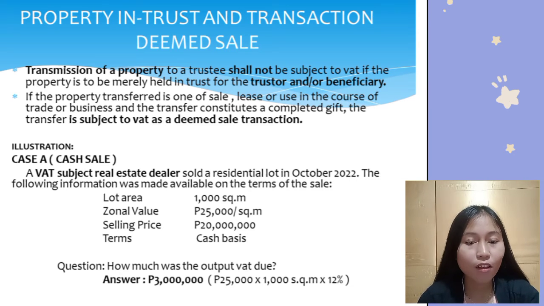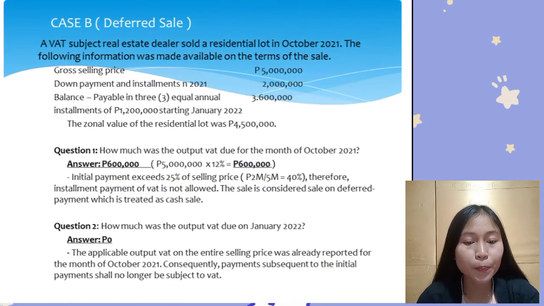It's a cash sale. Okay, let's proceed to case B. In case B, it's all about deferred sale. So here's the problem. A VAT-subject real estate builder sold a residential lot in October 2021. The following information was made available on the terms of the sale.